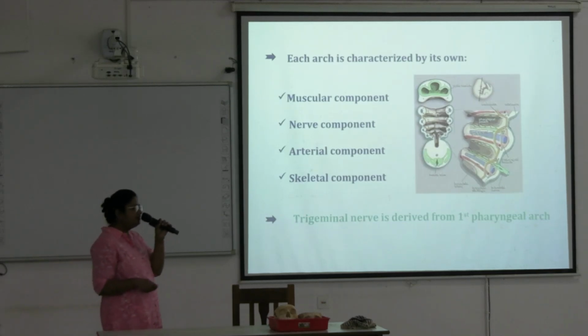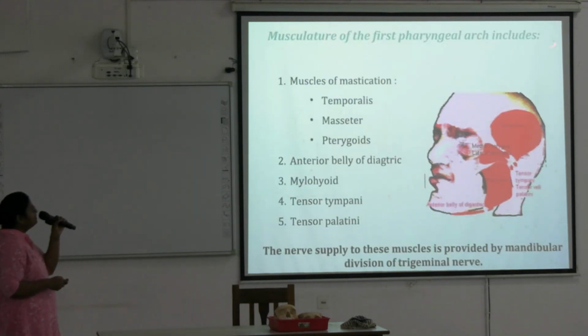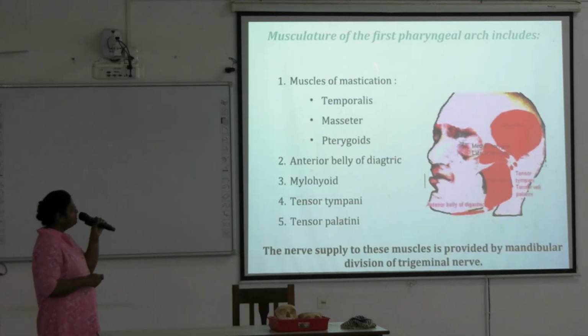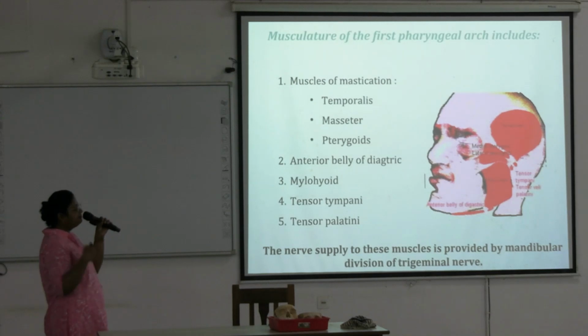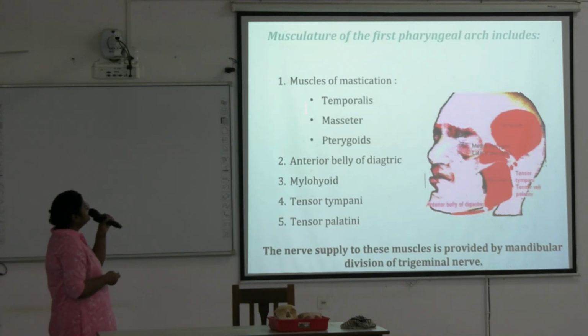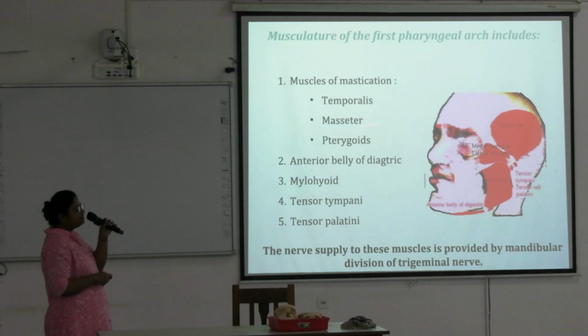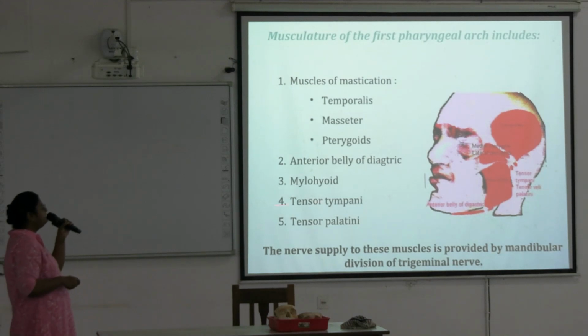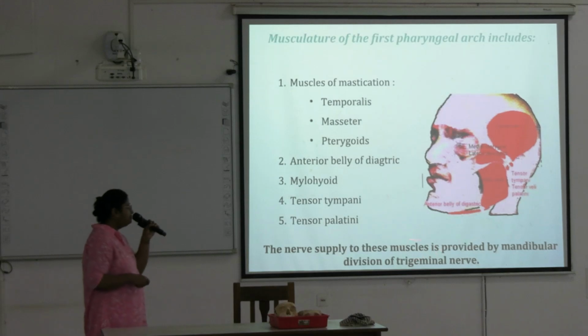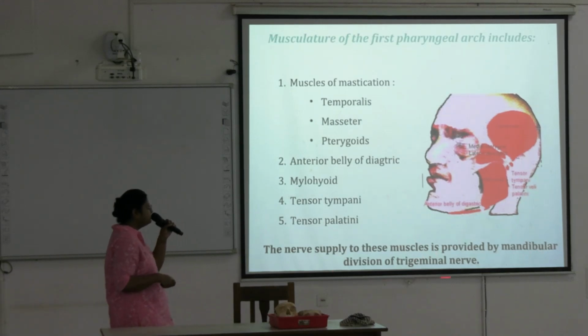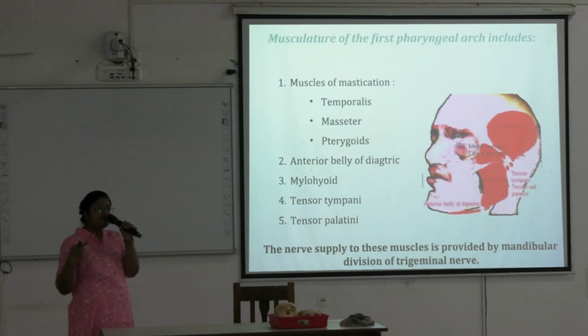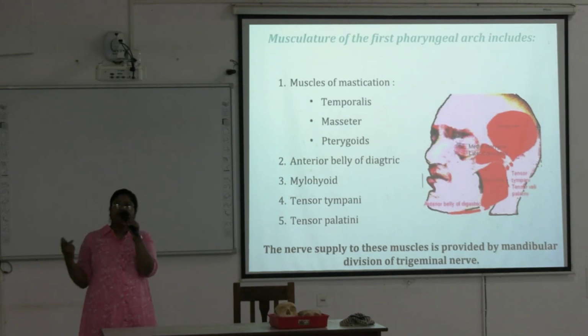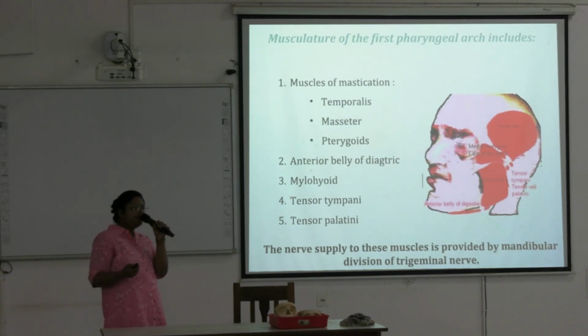This you remember. The musculature of the first pharyngeal arch is these muscles, and they will be supplied by the trigeminal nerve from its different branches. First are the muscles of mastication: temporalis, masseter and the two pterygoids, medial and lateral, then anterior belly of digastric, mylohyoid, tensor tympani and tensor veli palatini. The nerve supply to these muscles is provided by the mandibular division of the trigeminal nerve. There are 3 divisions of the trigeminal nerve: ophthalmic, maxillary and mandibular.